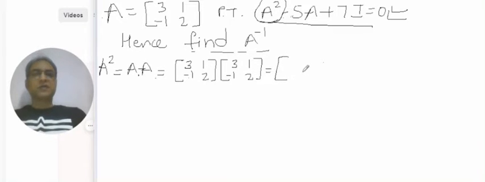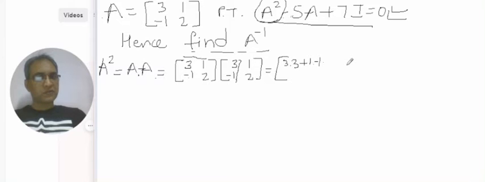Now we know that matrices are multiplied in the manner row into column. That means the first row of the first matrix has to be multiplied first to the first column of the second matrix, then first row to second column, after that second row to first column, and then second row to second column. So first let us multiply the first row of the first matrix to the first column of the second matrix. So 3 into 3 plus 1 into minus 1. First row into first column.